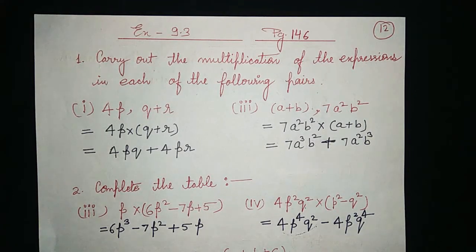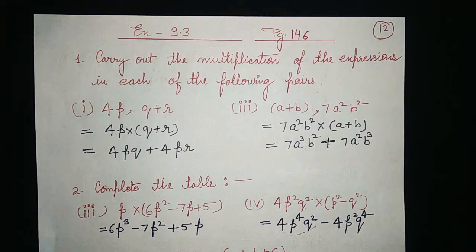Hello children, today we will solve exercise 9.3. In this exercise, we will solve questions based on multiplication of a monomial by a binomial and by a trinomial also. Children, I have already told you about such kind of multiplication in the introduction of the chapter. Today, I will tell you again the same thing through some questions of this exercise.